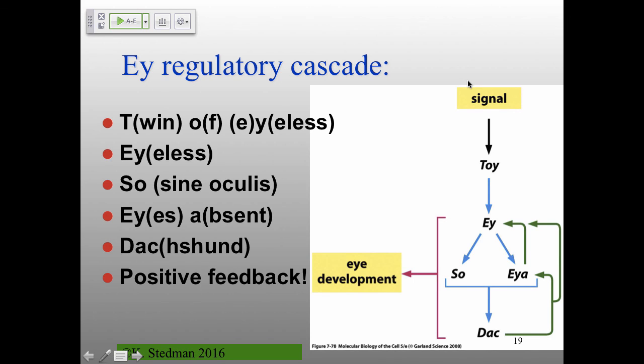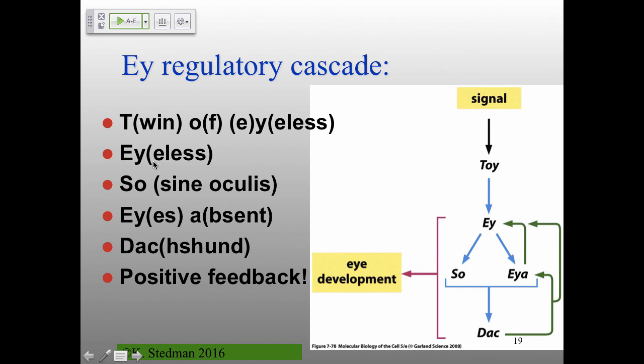Toy. What the heck is toy? Twin of eyeless. So if you mutate this, it gives you the same phenotype as eyeless, only it's a different gene. And so that tells you that these two are in the same regulatory pathway, and each of them gives you this same kind of feedback. SO, because we didn't have another name for it, it's Latin for without eyes. EYA, eyes absent. And then finally, there's a completely different gene, Dachshund, which has a phenotype which gives a very strange-looking embryo when you get rid of it. But all of these are in a feedback process.